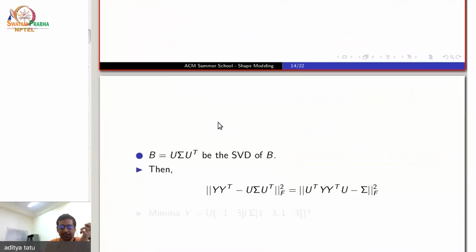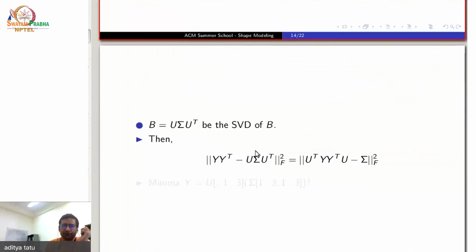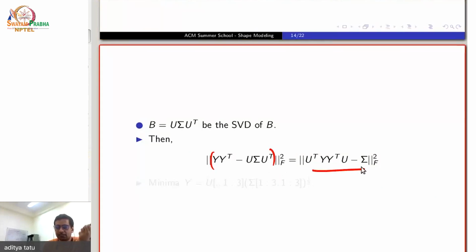Okay, so once that is there, then you can pre-multiply and post-multiply by U transpose and U respectively to this cost that you're trying to minimize. Remember, Frobenius norm is invariant to multiplication by any orthogonal matrix. Therefore, you get this expression. This is just a diagonal term, right? Sigma. So how do you find a Y which minimizes this?